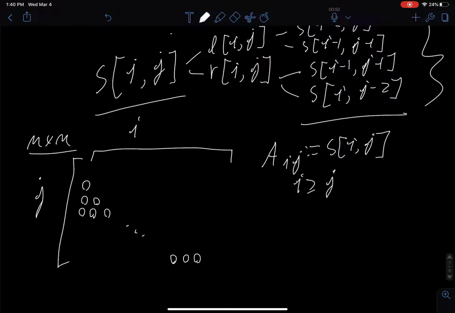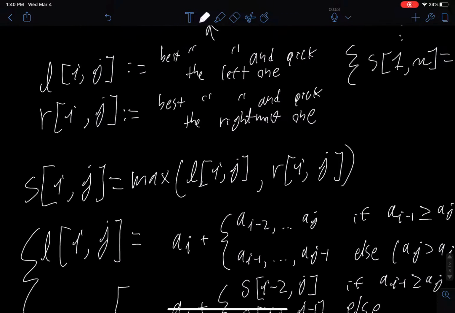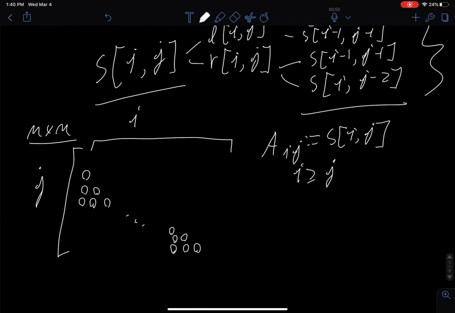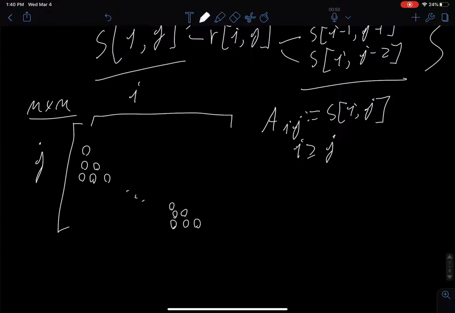What about the diagonal values themselves? Well, they were actually the first thing we looked at. They're what we called these simple cases right here. S sub 5,5, S sub 1,1. We can immediately fill in the diagonals of this matrix with just the values that are shown to us on the cards. A1, A2, A3, all the way right here through An minus 1, An minus 2, An minus 3, right?